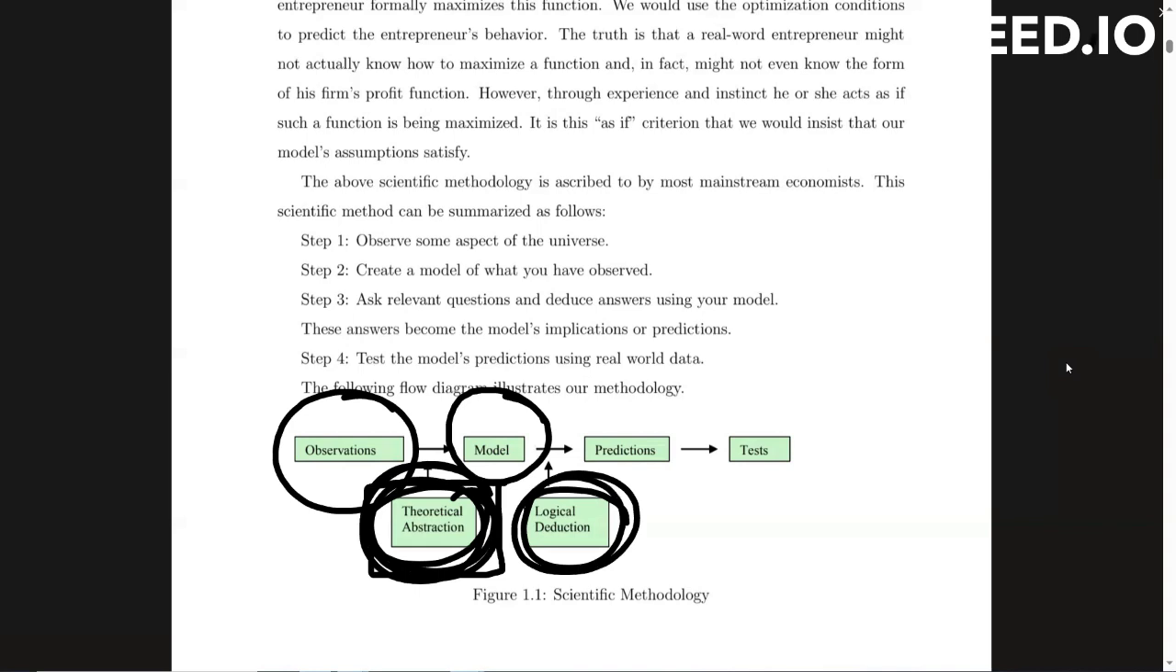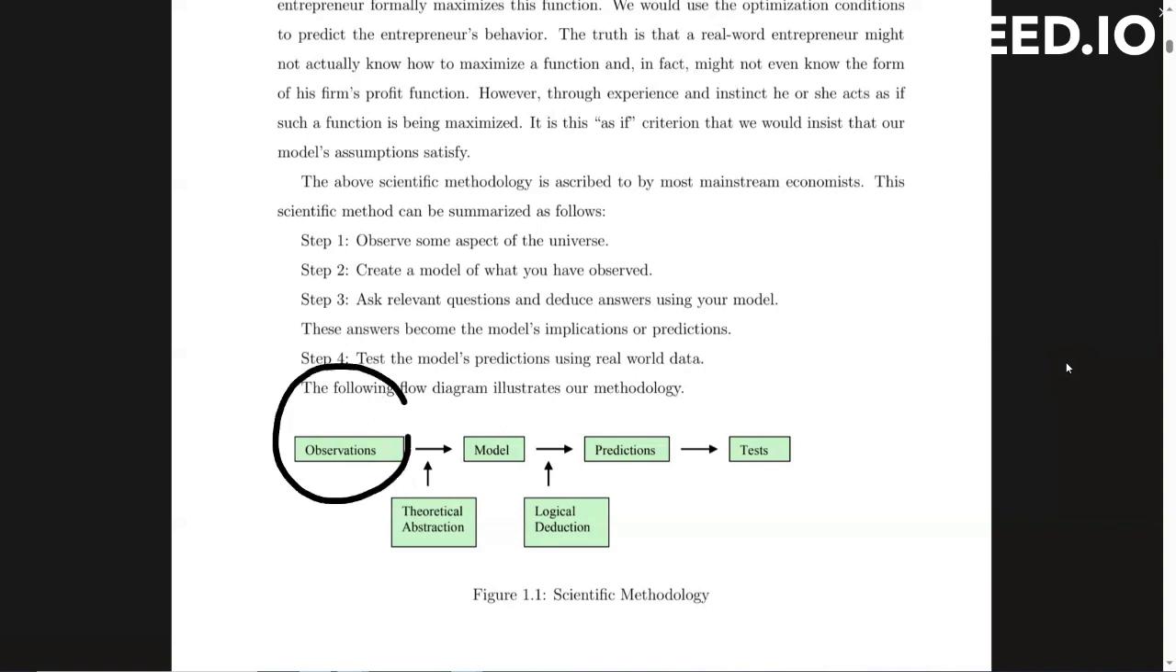But just kind of repeating myself, if we made some observations and deduced some sort of a model from those observations, we're just saying that it would require some sort of a theoretical abstraction there. Okay, so step three, ask relevant questions and deduce answers using your model. These answers become the model's implications or predictions.